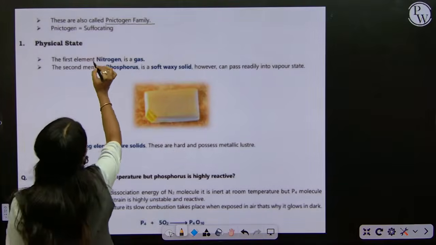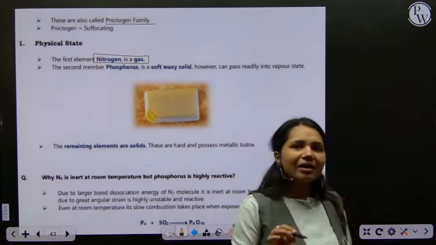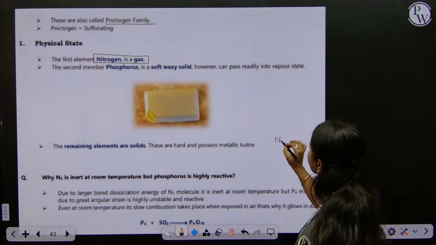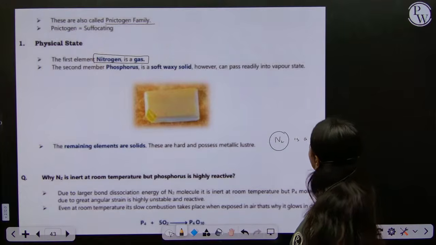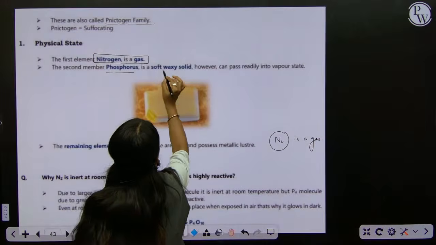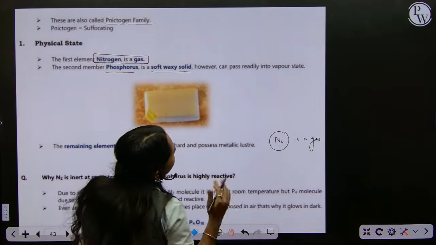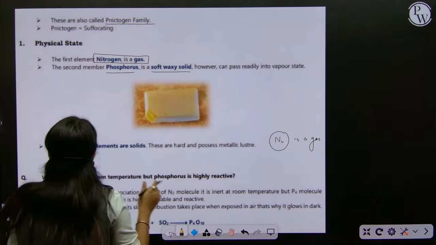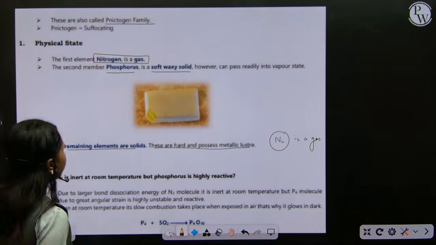The first element, nitrogen, is a gas. The second member, phosphorus, is a soft waxy solid, however it can pass readily into the vapor state. The remaining elements are solid. These are hard and possess metallic luster.